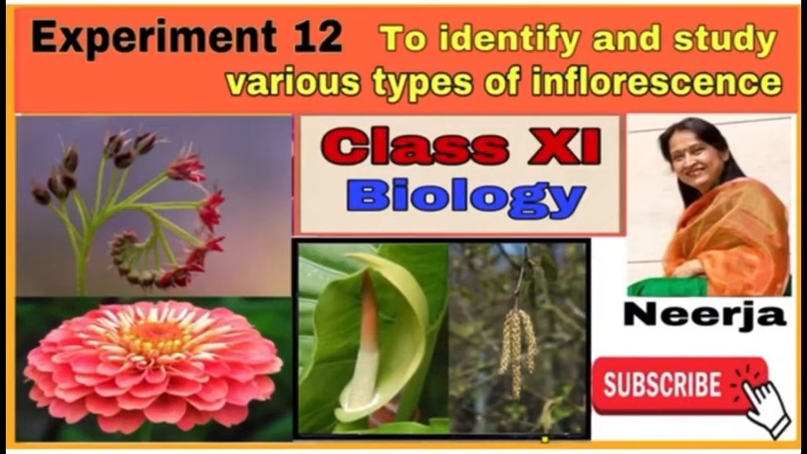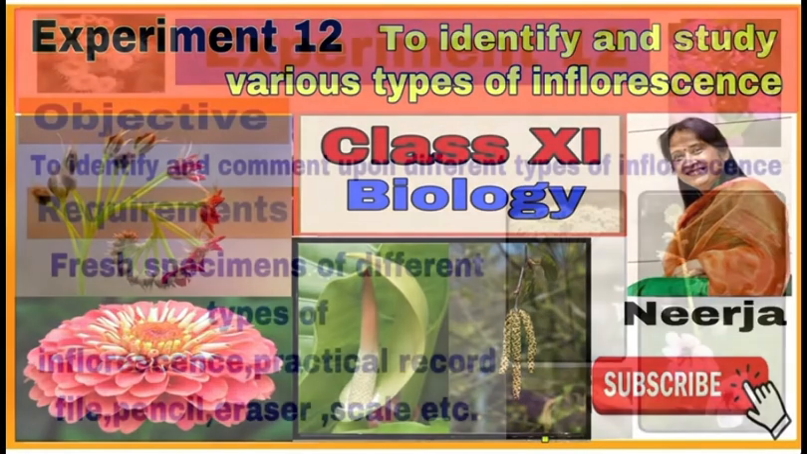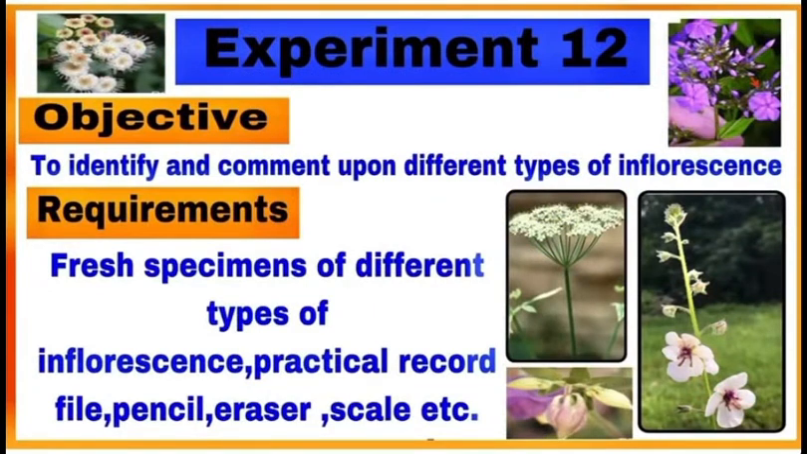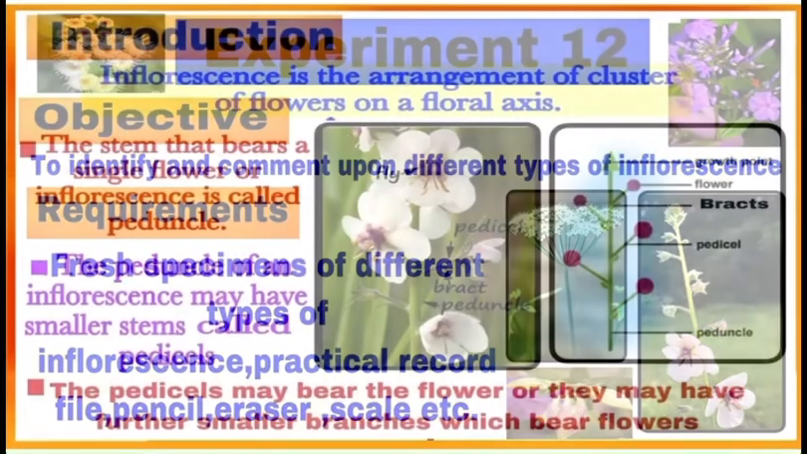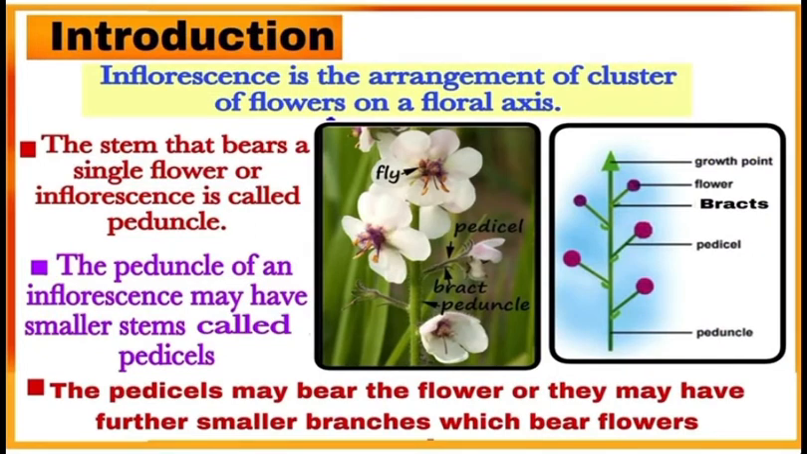Hello students, this is experiment number 12 to identify and study various types of inflorescence. First write the objective or aim of the experiment, that is to identify and comment upon different types of inflorescence, and then write the requirements. We require fresh specimens of different types of inflorescence, your practical record file, pencil, eraser, scale, etc. Next, introduction. Here first define inflorescence.